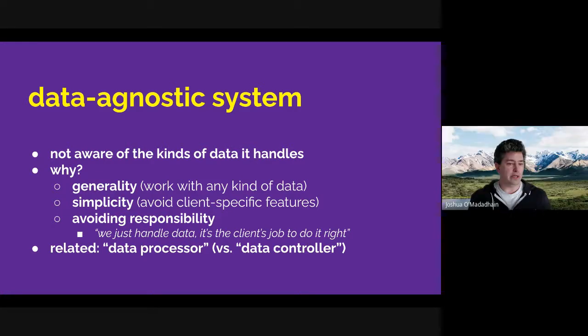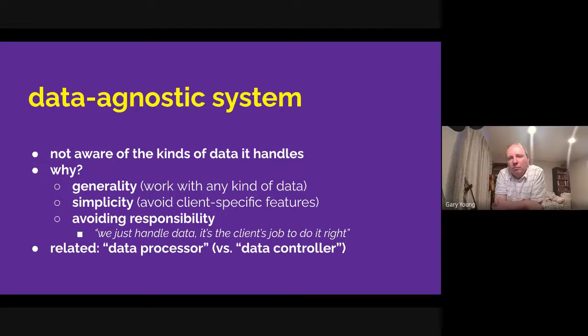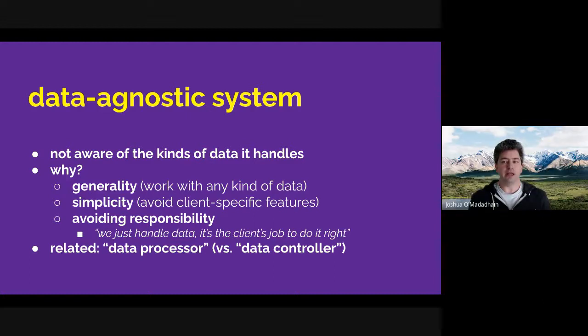This is strongly related to the concept of a data processor versus data controller from the GDPR language. Note that if the system is data agnostic, then its owners are responsible for making sure that their clients know how to use the system in a privacy appropriate fashion, since they're not taking care of those concerns for their clients.